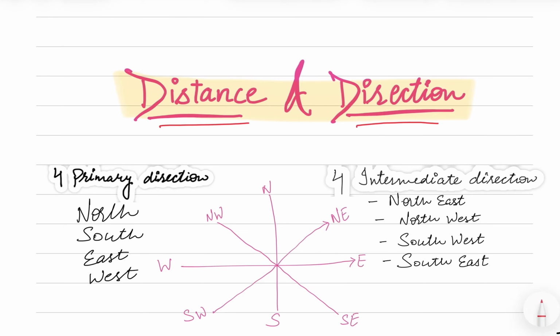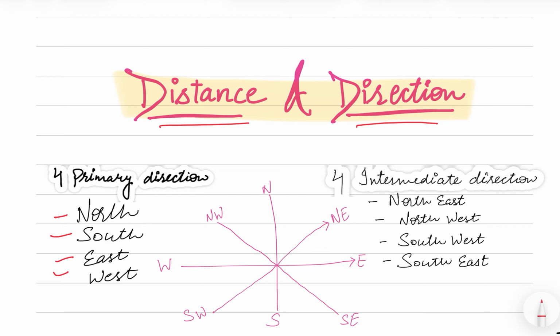Distance and directions. In distance and direction, we will focus on the relative position and the movement of objects in 2D space. We have questions based on direction, that is north, south, east, west, and the distance between 2 points.